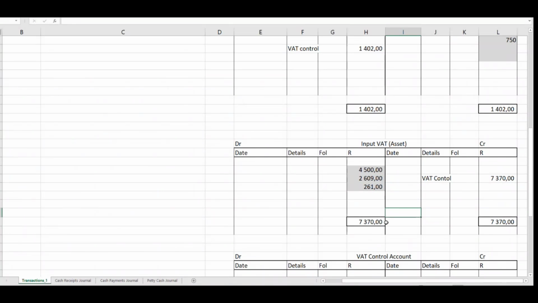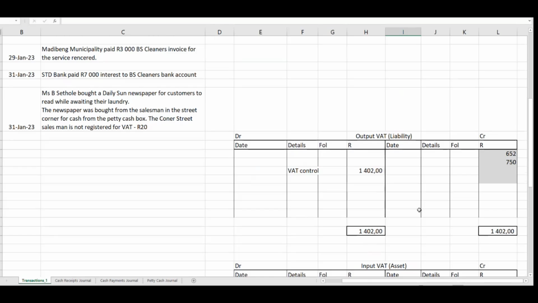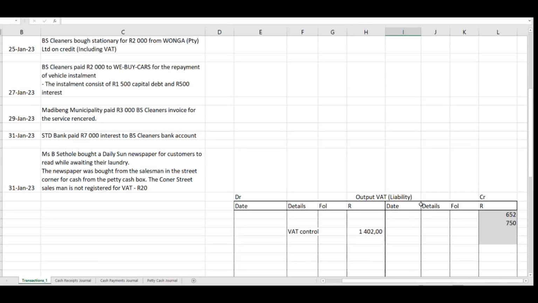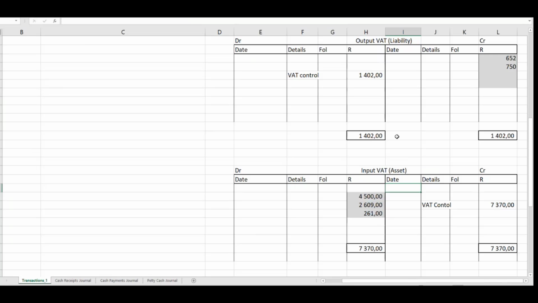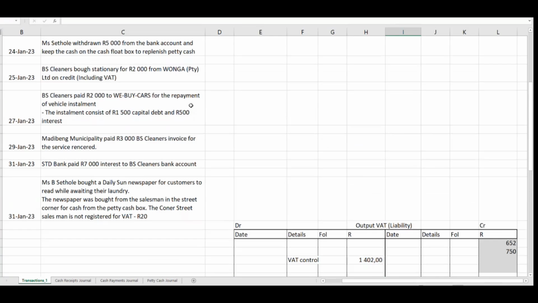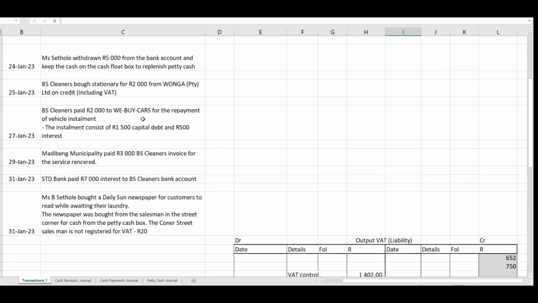If you are owing SARS, it means that is a liability. And if SARS owes you, it means that is an asset. More or less, that's how it looks. I know we went very fast, but since we have already done the T-accounts, I believe we should have an idea of what is happening. But for your purpose, it's good enough just to know how to calculate VAT on amounts.